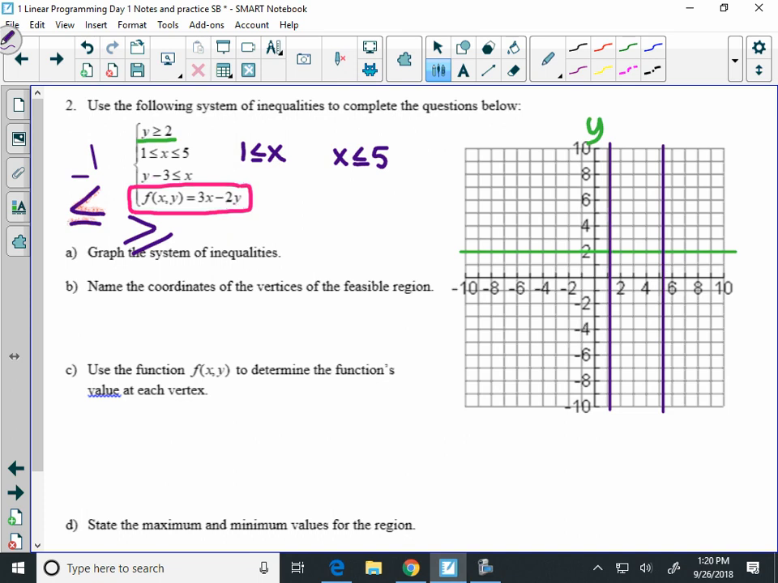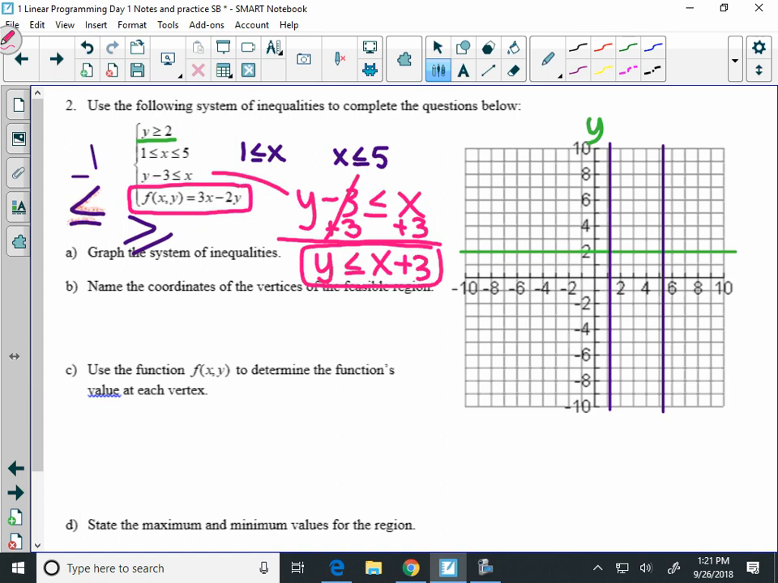All right, I have one more equation. I have y minus 3 is less than or equal to x. Can I graph that one as it is? No. What do I have to get by itself? You have to solve for y. So we're going to add 3 to both sides here. And when I add 3 to both sides, I will get y is less than or equal to x plus 3. That's going to be the 4th line that we graph.